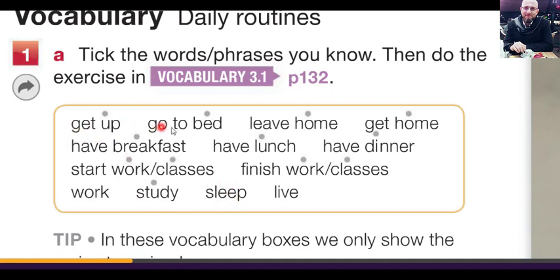Or you say, do you get up? Do you go? Do you leave? Do you have lunch? Do you have dinner? Any verb put after do you, and practice together, okay? 3 days, 4 days after that, it will be automatic. When you have do you and the verb, you will say it automatically.